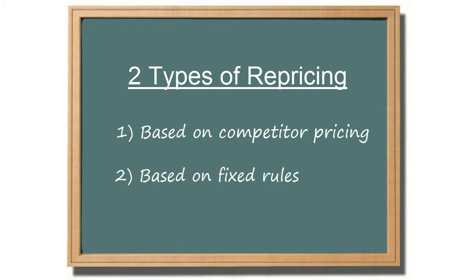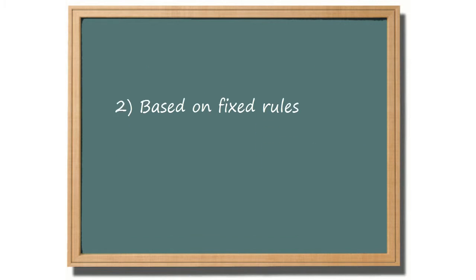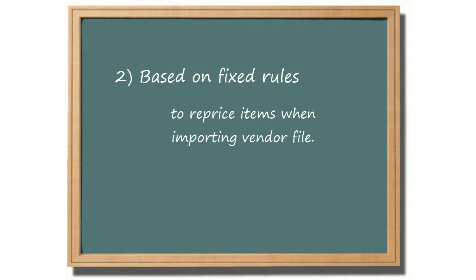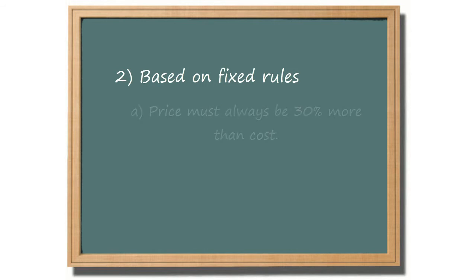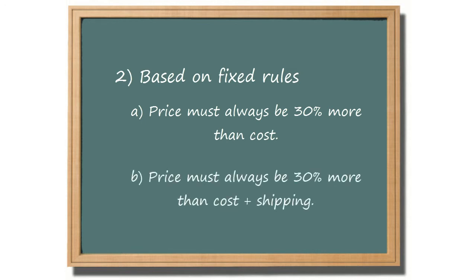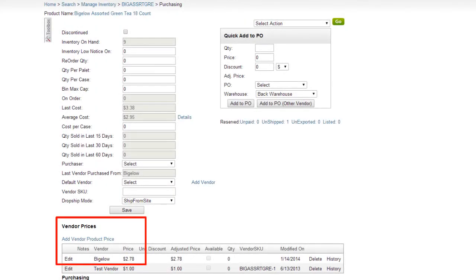As mentioned earlier, SellerCloud can also reprice your items based on fixed rules, such as a profit margin. This means that SellerCloud can reprice your items when importing a vendor's inventory file using a special plugin. For example, a pricing rule may be that the selling price must always be 30% more than the cost of the product, or even 30% more of the total item cost, including the estimated shipping cost. As the vendor's price changes, the price of the item in SellerCloud would adjust accordingly.